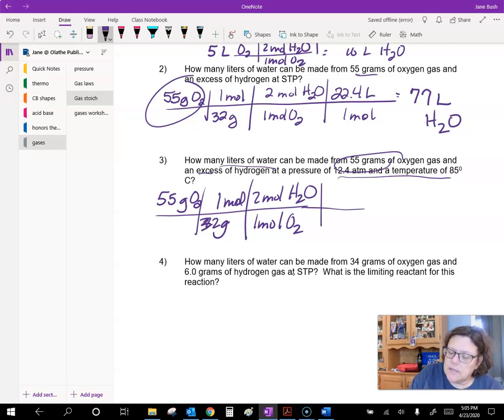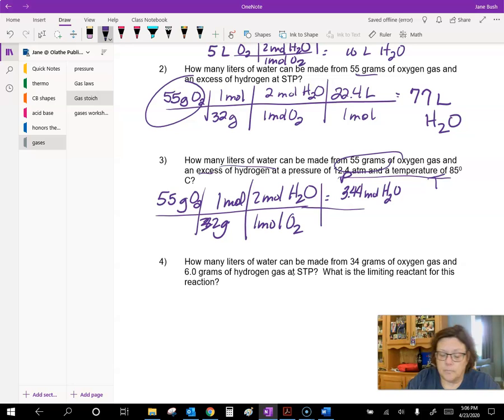But we're not at STP, so can I use 22.4? No. What I can do is use PV equals nRT. All right, I'm going to do this 2 ways. The first way, I'm going to say, all right, well, let's solve for this right now. 55 divided by 32 times 2, which would help if I turn the calculator on. We get 3.44 moles of water. Now, we know moles, we know pressure, and we know temperature.